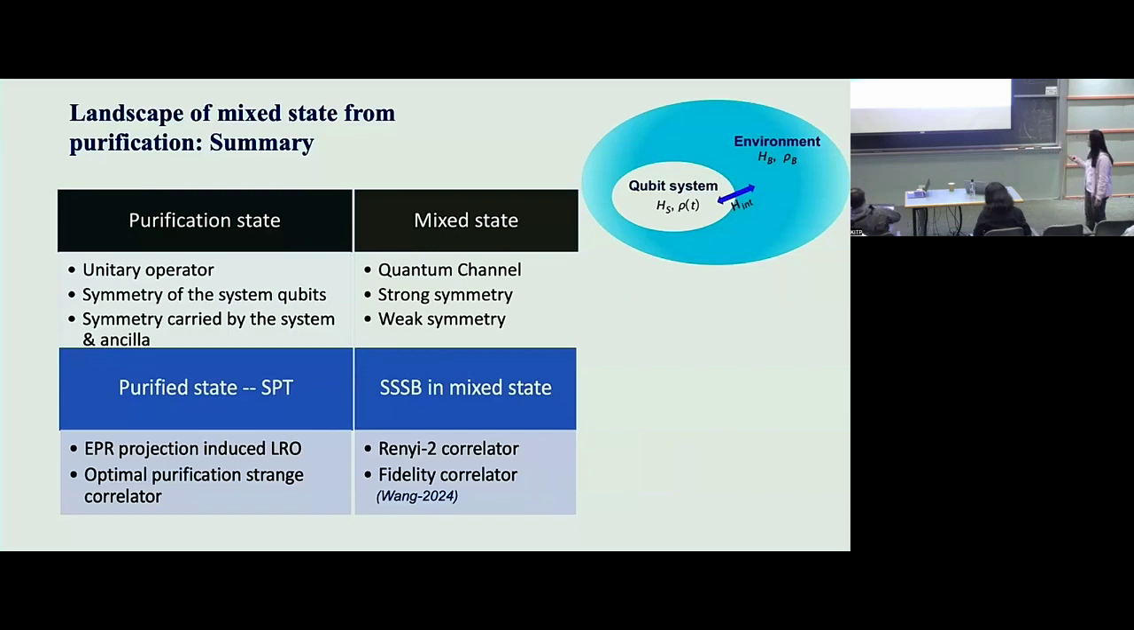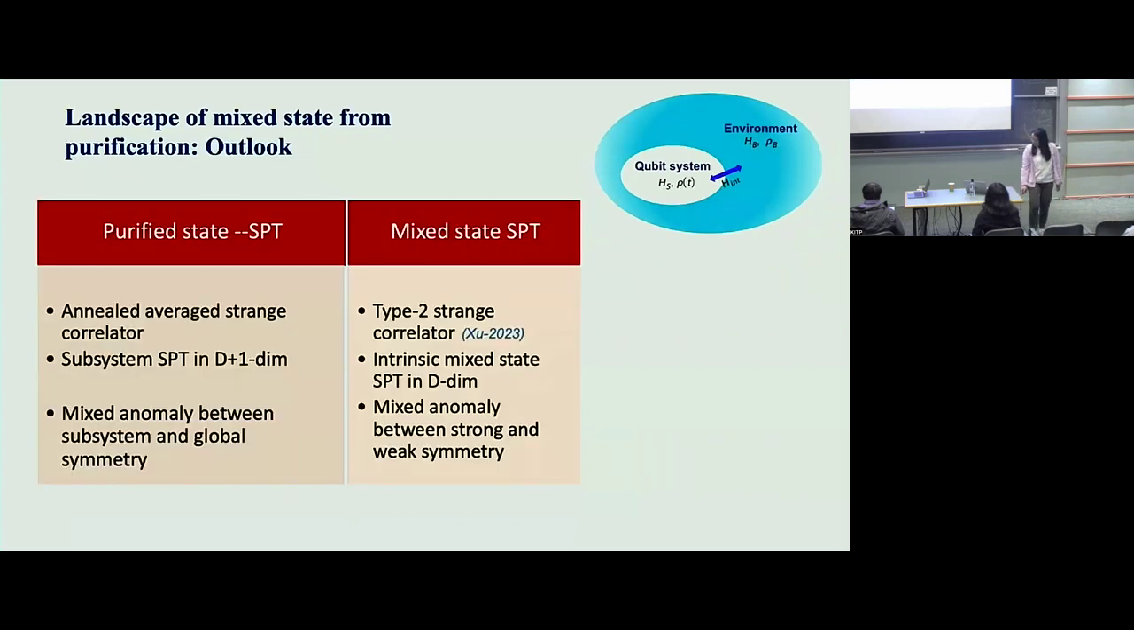And today we talk about the spontaneous strong-to-weak symmetry breaking mixed state. I only introduced the Renyi-2 correlation function, which is related to the EPR projection-induced long-range order in the purified state. But like the talk two weeks ago, someone proposed that the fidelity correlator is the true measure of the phase transition. And this fidelity correlator could also have a measure in the purified wave function, corresponding to some optimal purification wave function's strange correlators. We can also extend the landscape of mixed states from the purification picture to study other exotic mixed states. There have been a bunch of explorations of mixed-state SPTs, and it turns out that, as Xu proposed, for the mixed-state SPT, a simple measure could be the type-2 strange correlators.